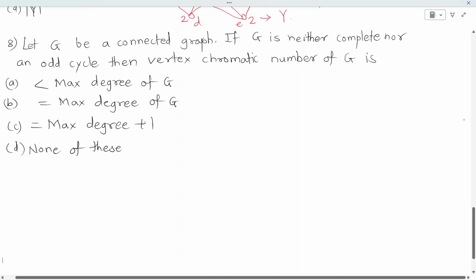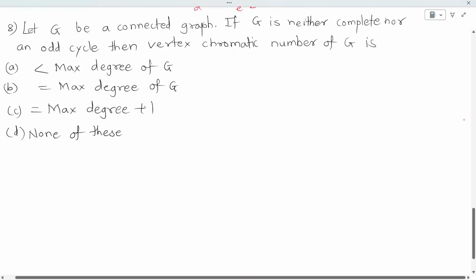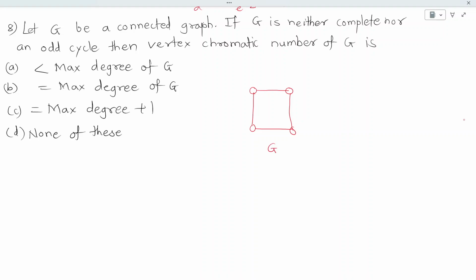Now the last MCQ in this video. Let G be a connected graph. If G is neither complete nor an odd cycle, then the vertex chromatic number of G is. So let us consider an example of a graph which is neither complete nor an odd cycle. So this is a graph and G is neither a complete graph nor an odd cycle. Let us find the chromatic number of this: 1, 1, 2, 2. So the chromatic number of graph G is equal to 2 and the maximum degree of graph G is equal to 2.